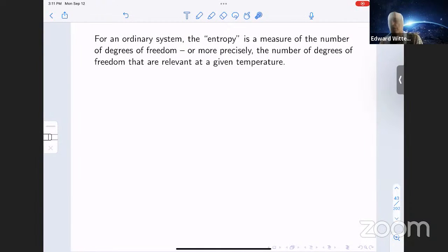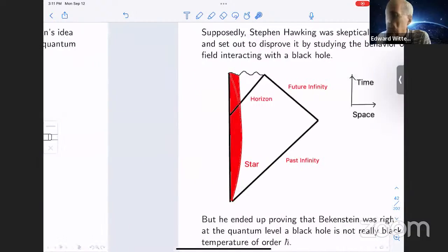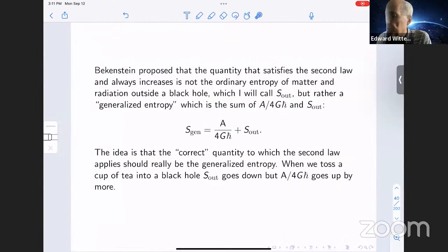So I don't really have time to explain Hawking's calculation, and we'll just have to accept the fact that physicists learned half a century ago that the second law really applies not just to the ordinary entropy, but to ordinary entropy plus black hole area.